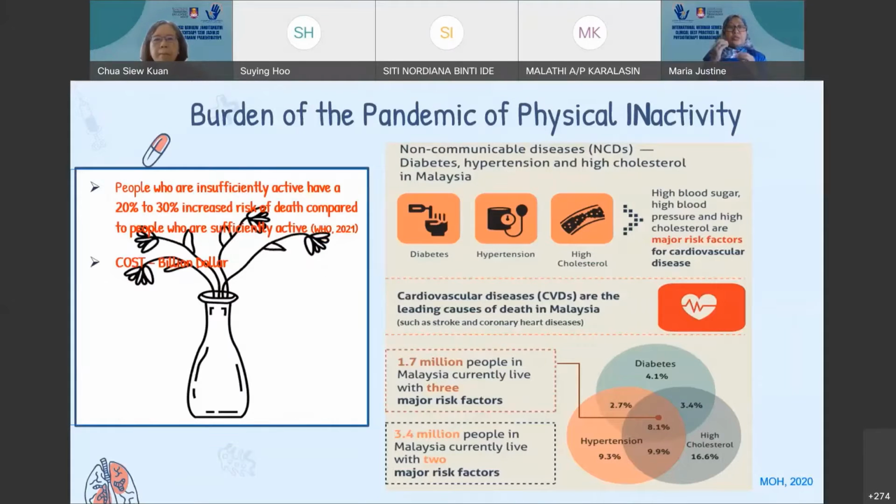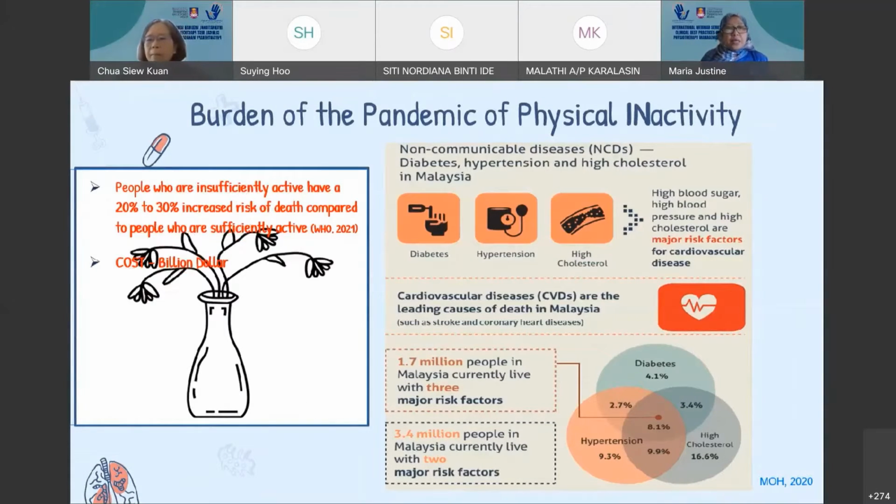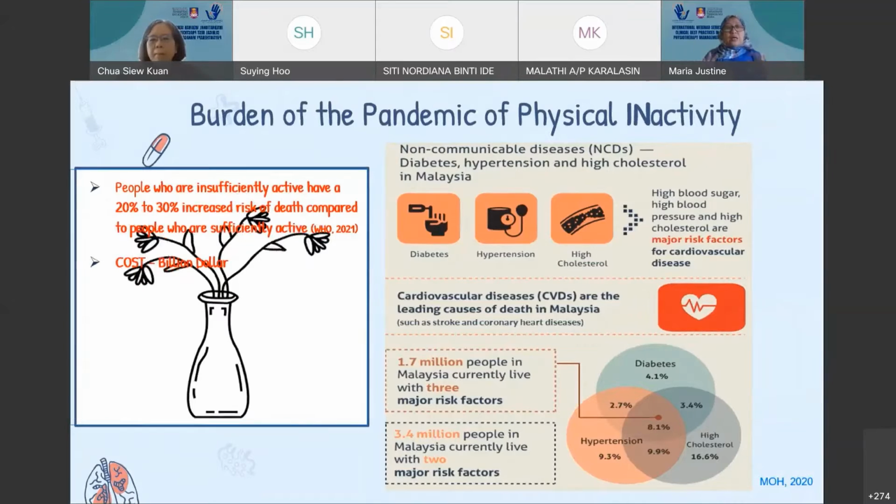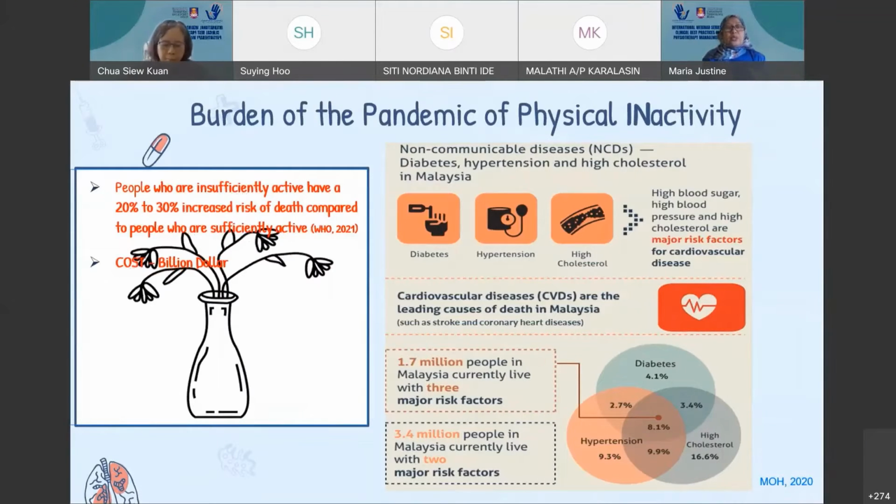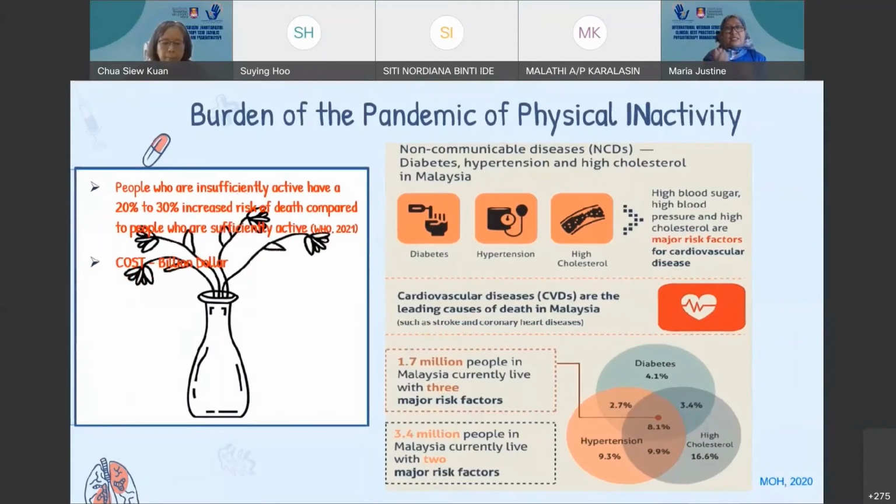Right, so we know that physical inactivity is actually a pandemic because it is affecting the global population. So we want to know what the burden of the pandemic of physical inactivity is.